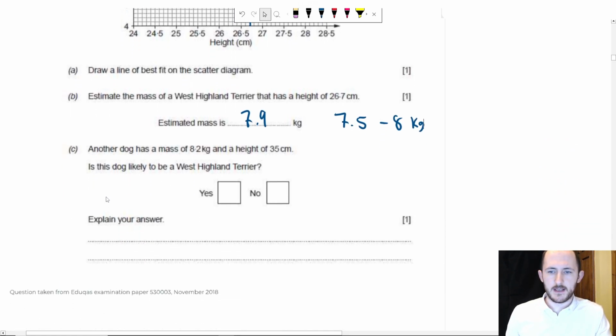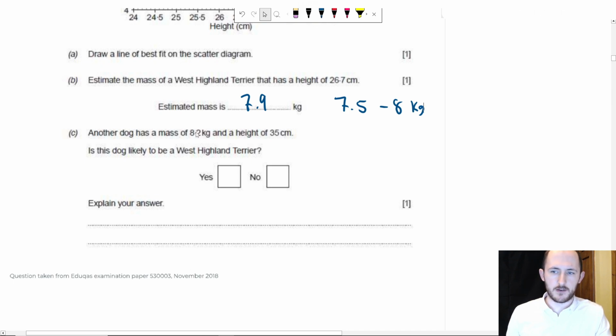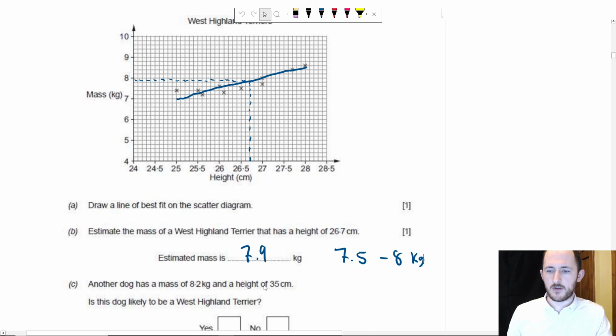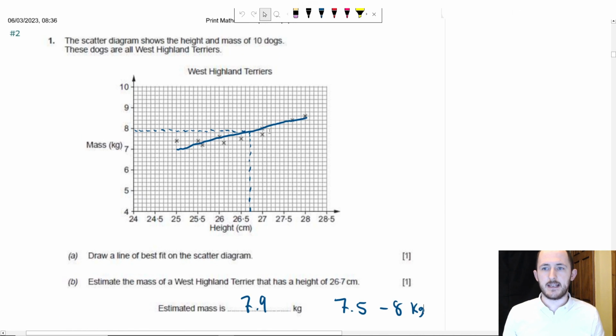This is part C. Another dog has a mass of 8.2 kilograms and a height of 35 centimeters. Is this dog likely to be a West Highland Terrier? Explain your answer. So if I have a look at this, mass 8.2 kilograms, well, that's on the line, right? That's on the actual graph. But if I look, 35 centimeters isn't even on my axes, right? So what that tells me is that at least for all of these dogs, it's well above what all the rest of the dogs are.